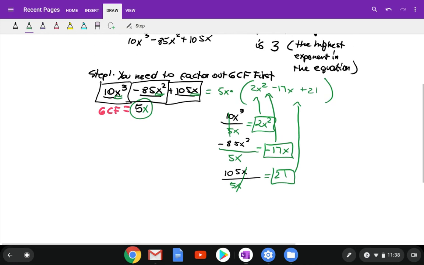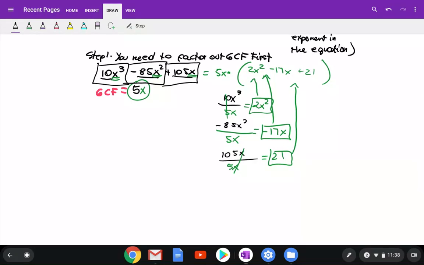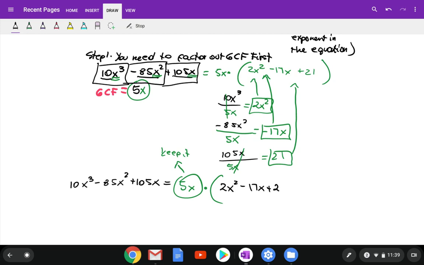So let's rewrite that. Our original equation, 10x cubed minus 85x squared plus 105x, is equal to the GCF, which is 5x. That's our GCF. You always have to keep it. We cannot ignore that. Times, and let me rewrite that quadratic equation, 2x squared minus 17x plus 21.